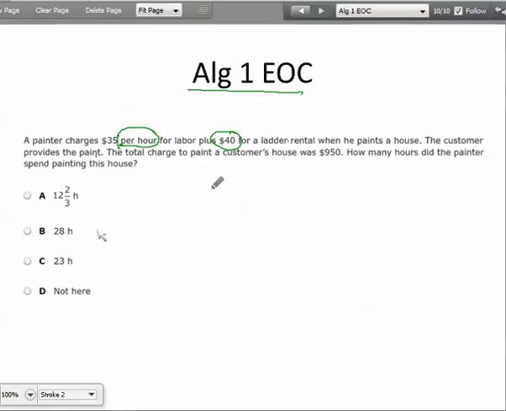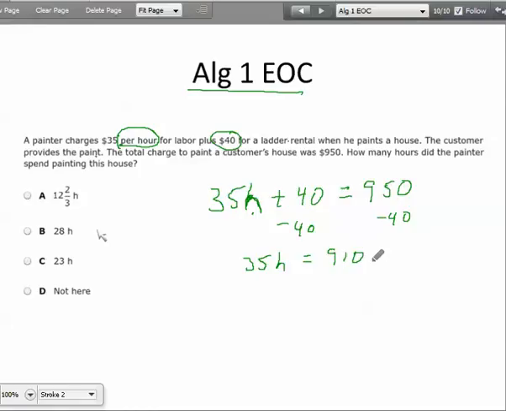Oh, I can do this. That's 35 per hour, so times hours, 35H, plus $40 equals $950. We need to know how many hours he worked. So if I subtract 40 from both sides of this, I get 35H is equal to 910. Now if I divide by 35, I will get that H is equal to, oh, can't do that one in my head.